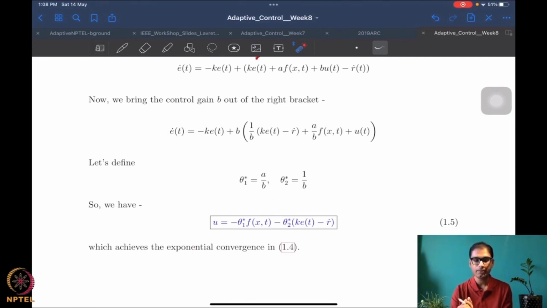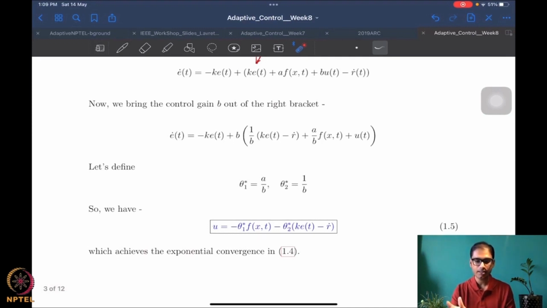All right. So great, we understand all this. So some tricks and some redefinition of parameters, and what do we have? I choose my control in terms of these new parameters, because these are known. And that is minus theta 1 star F to cancel this out, and minus theta 2 star Ke minus R dot to cancel this out. Remember, I don't need my control to introduce any new term because I already have a nice negative term here. So all I need to do is cancel these guys out. And once I do that with the control, I'm only left with this much.